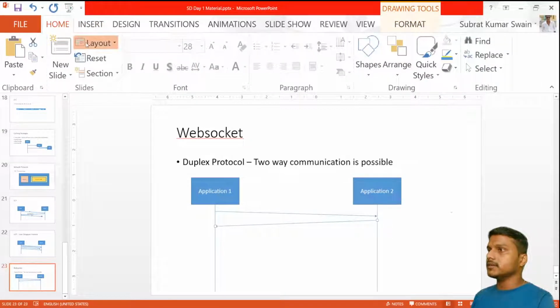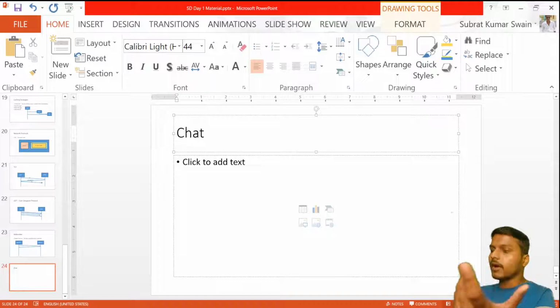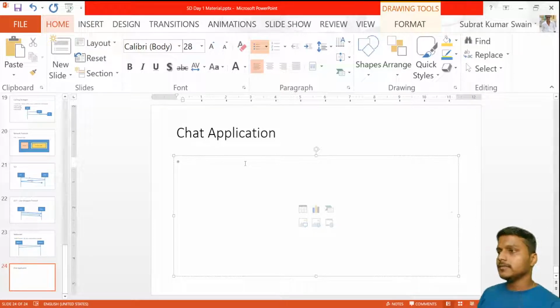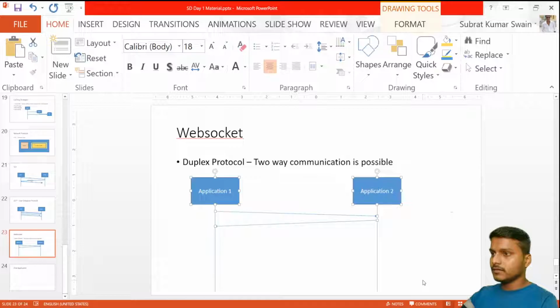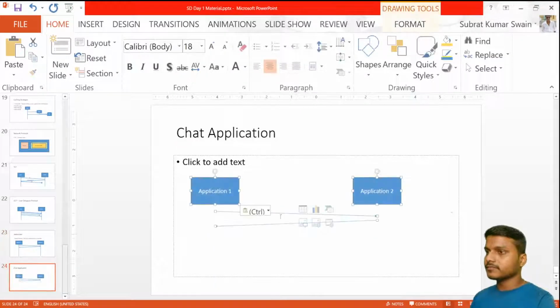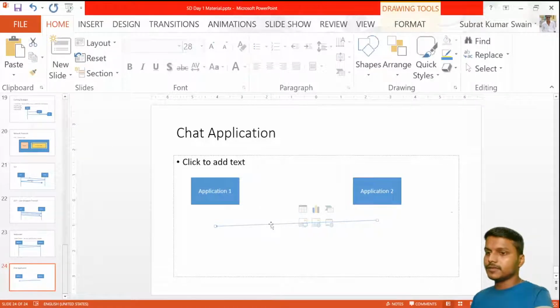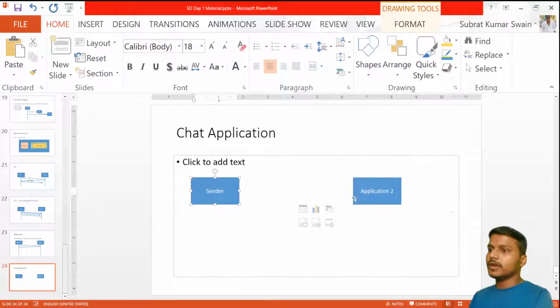I'll just quickly help you understand what happens in a chat application. You can think of WhatsApp, guys. So we have sender and receiver, right? I'll just copy this and paste it here. So we are talking about WhatsApp. You are, let's say, the sender and your friend is the receiver.